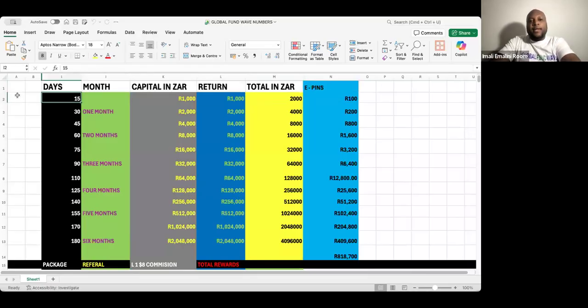Now, let's say day 15. After day 15, your 1,000 rands has been active. Now, after day 15, you are getting another 1,000 rands. That is 2,000 rands. Now, in this case, don't worry about this. You have used 100 rand a pin. That is a stamp, $50.